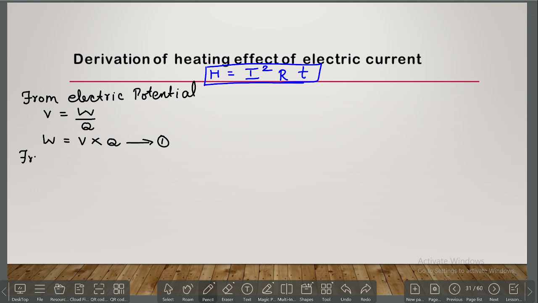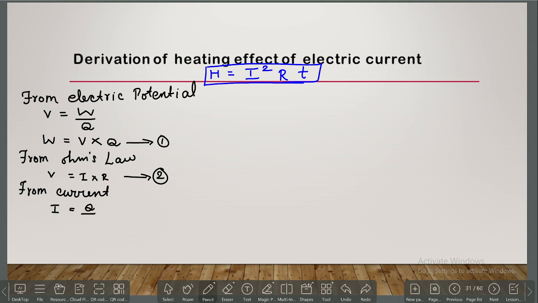Next, from Ohm's law. What is Ohm's law formula? V is equal to I into R. Let's take this as equation number 2. Next, from the relation between current, charge and time, we can write I is equal to Q by T. Therefore, Q is equal to I into T. Let's take this as equation number 3.